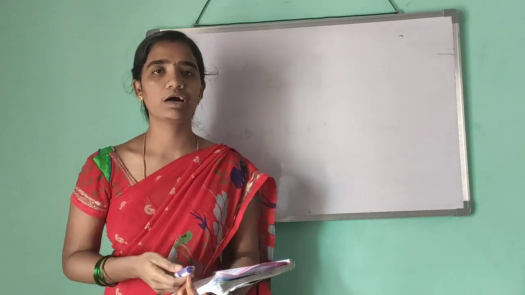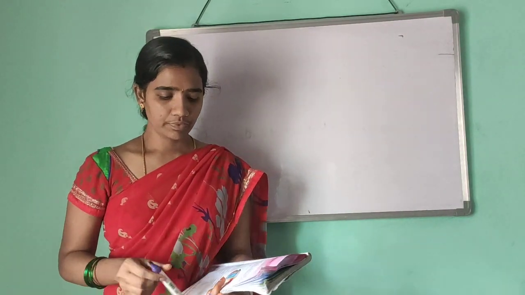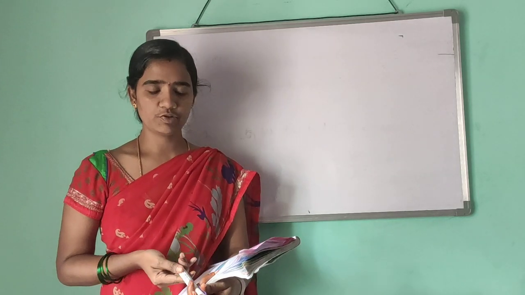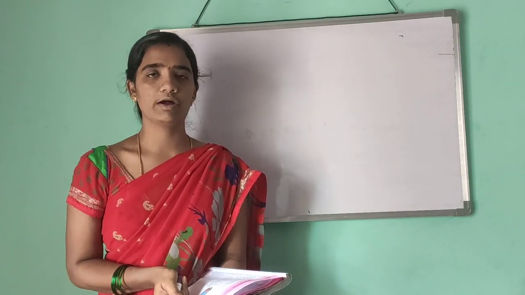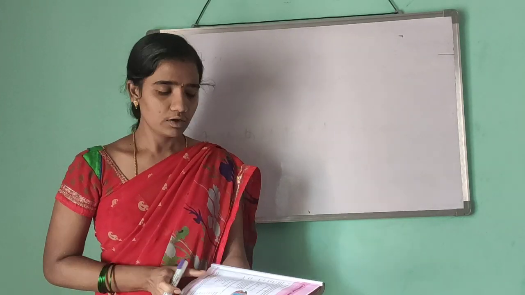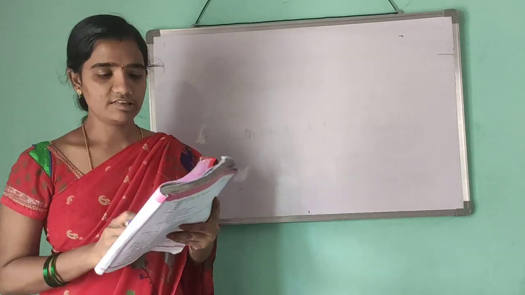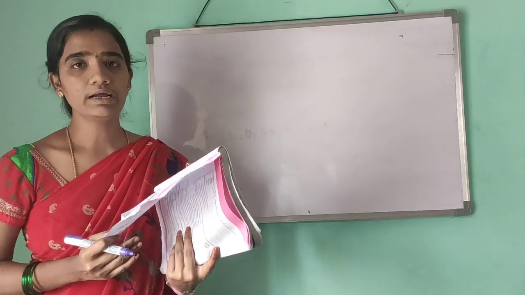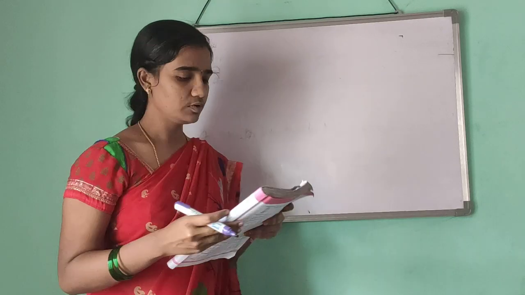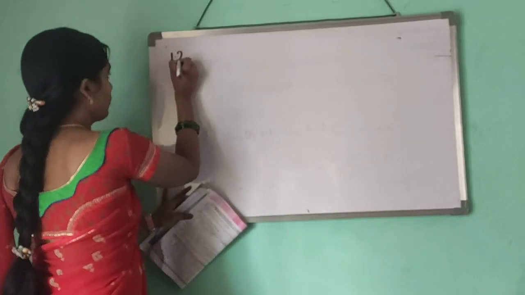Previously, we completed our first chapter, Knowing Our Numbers. Somebody raised a doubt that they can't understand this chapter, so I will explain it one more time clearly. I hope you all understand this chapter. Let's see Knowing Our Numbers. Start with 1.2.